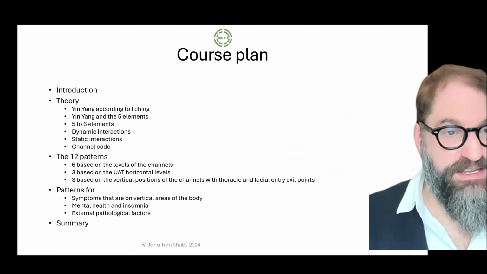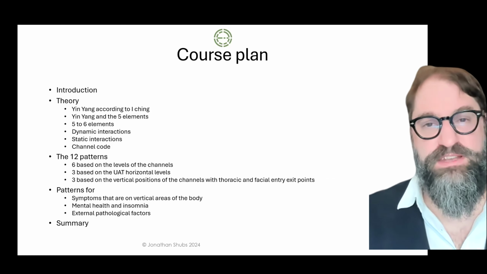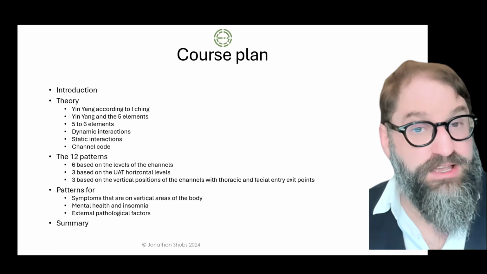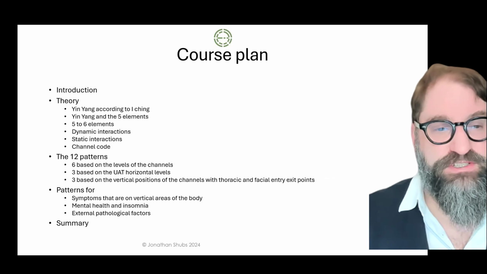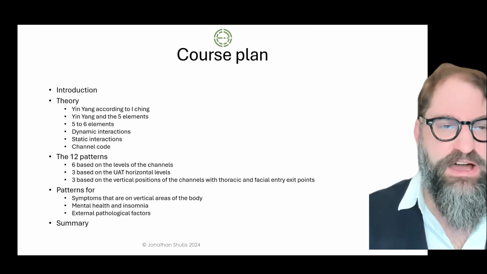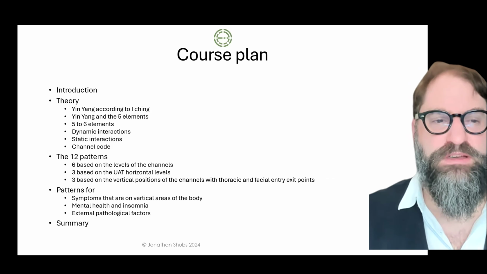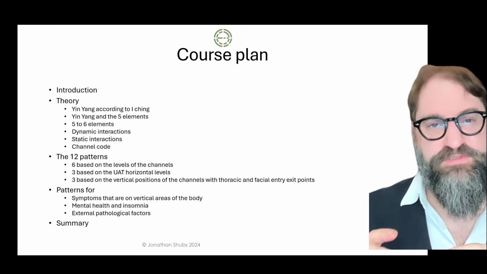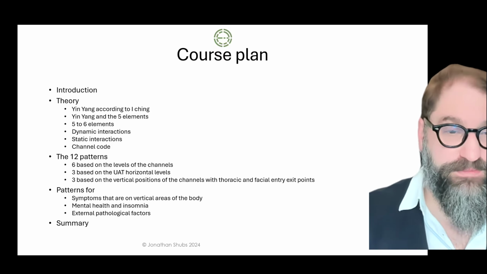Of course, we're going to be looking at the theory of the yin and yang with the I Ching and the five elements. We'll be looking at how we're going to go from five elements to six elements, which is the basis of the unified acupuncture theory model. We'll be looking at different types of interactions: dynamic interactions and static interactions. And we'll be looking at what I call the channel code. So the channel code is how we apply the Bagua, which is the 8 different trigrams of the I Ching, to the different channels.